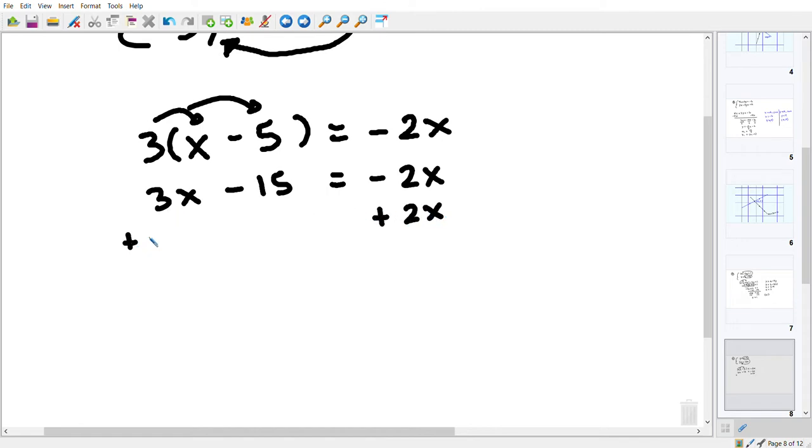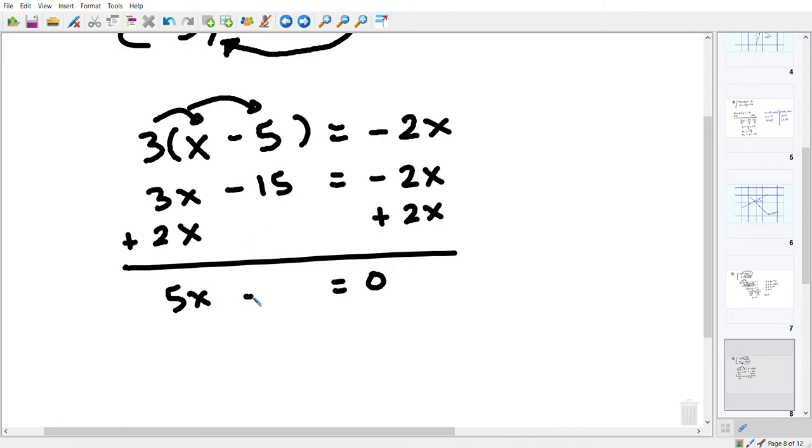Now, for some reason, when students do this, they forget that it is equal to, well, what's negative 2x plus 2x? Oh yeah, 0. They forget to write the 0, and I don't understand why. They like magically move the equal sign. Don't move it, do your work. 3x plus 2x is 5x, subtract 15.